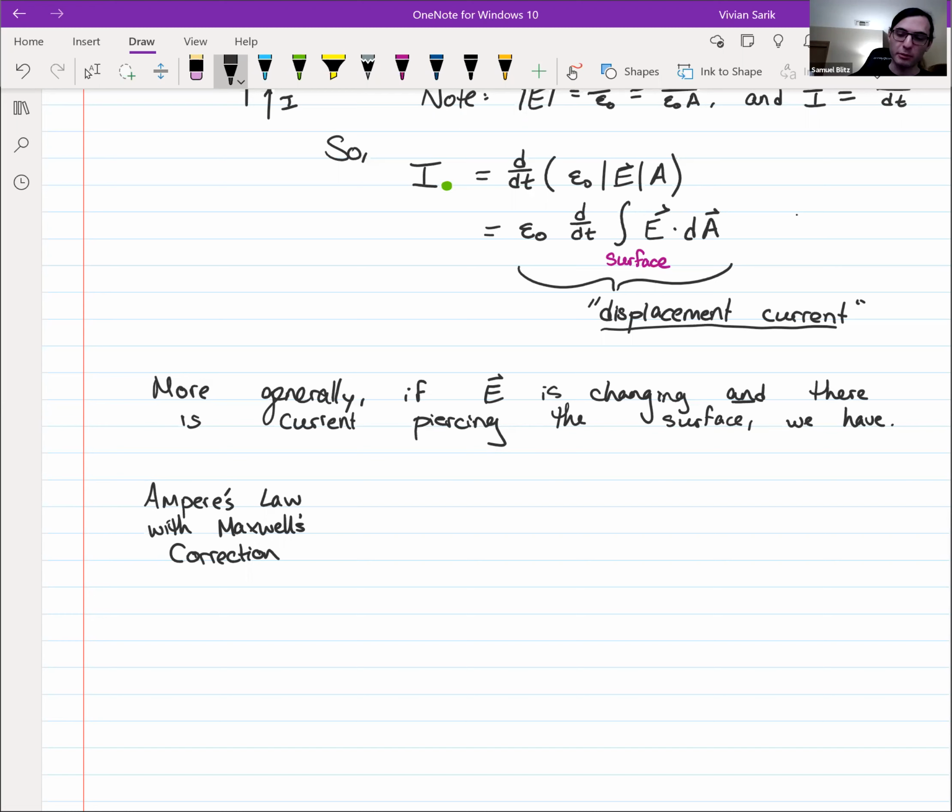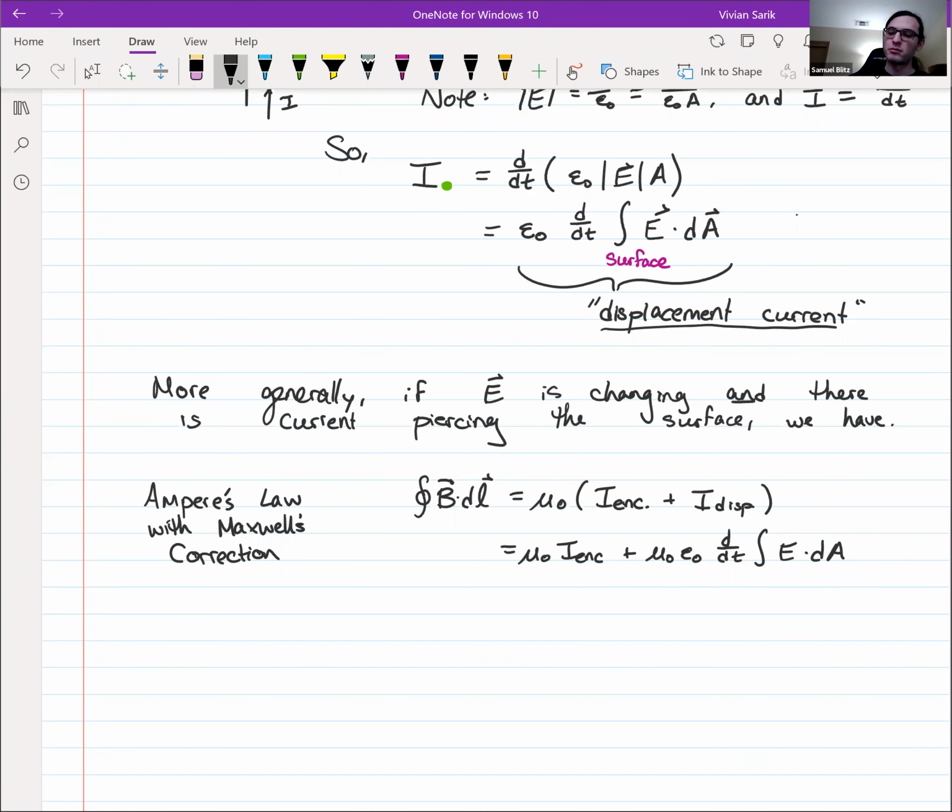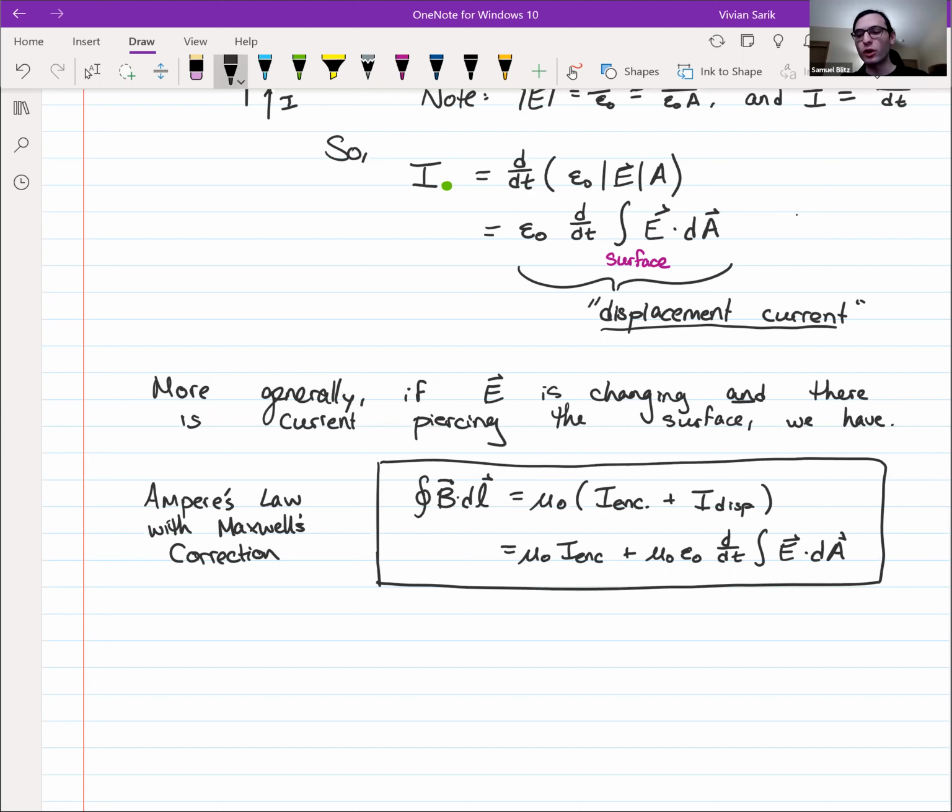And so this can be written as the integral around the loop of the magnetic field. This is equal to mu naught times I enclosed plus the displacement current. And that displacement current, we can rewrite this, it's just I enclosed plus mu naught epsilon naught d dt of the integral E dot dA. So really, Ampere's, quote unquote, true law is this one in a box. The only reason why we didn't use this before is because we didn't have a situation where the electric field was changing, and we didn't really know how to handle that yet.